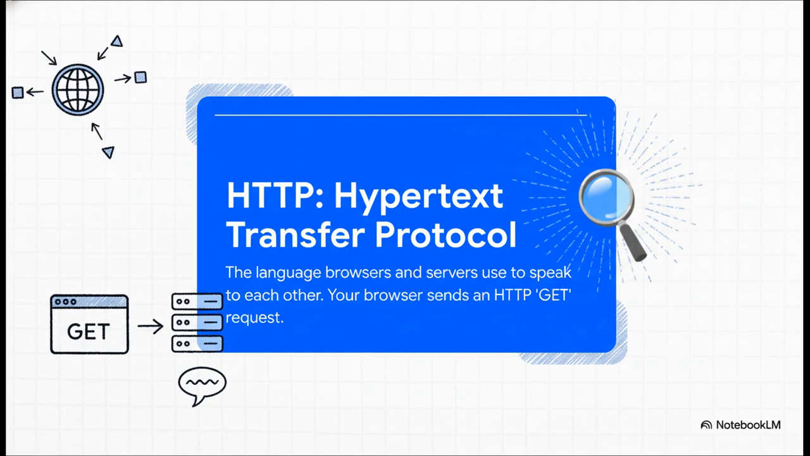Okay, but for your browser to even ask for that data, it's got to speak a language the server can understand. And that language, it's called HTTP, Hypertext Transfer Protocol. Your browser wraps up its command into what we call an HTTP GET request. This is all happening at the very top layer of the internet's architecture, the application layer. That's the part we actually see and interact with.